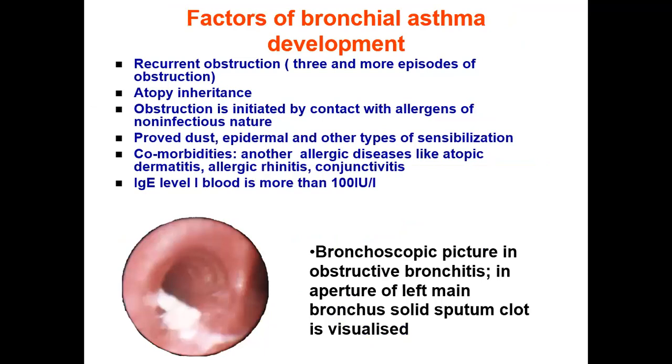Factors of bronchial asthma development: recurrent obstruction and atopic inheritance. Obstruction is initiated by contact with allergens of non-infectious nature, such as dust, epidermal allergens, other types of sensitization, comorbidities, and other allergic diseases like atopic dermatitis, allergic rhinitis, conjunctivitis, and IgE level must be more than 100 international units.